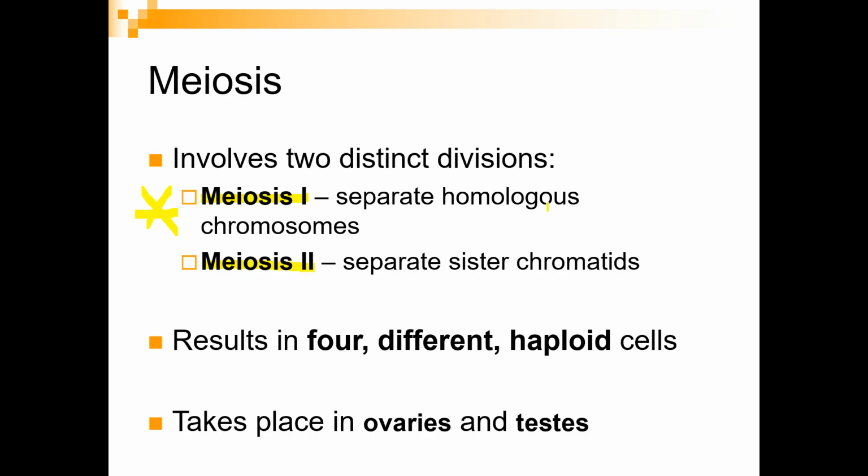We're about to talk about what those are. Meiosis 2 is separating sister chromatids. Now this is what happened in mitosis. And so meiosis 2 is like mitosis.